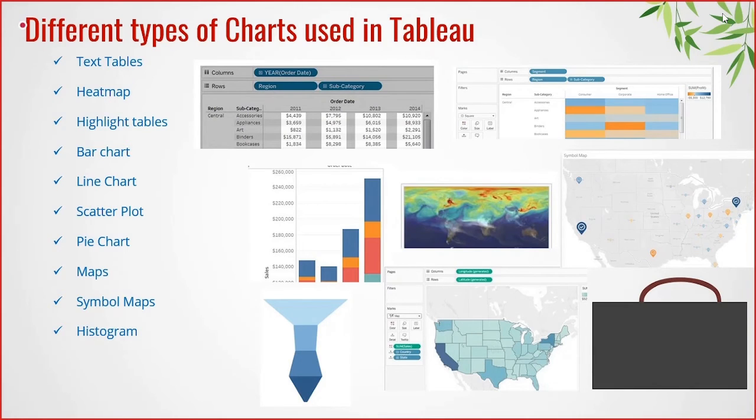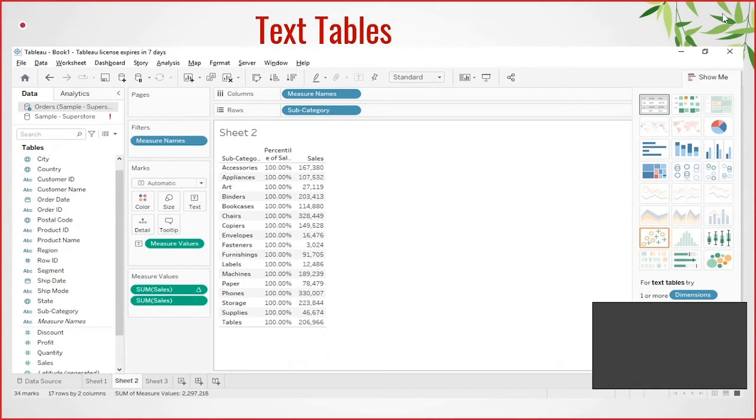So what are the different types of charts used in Tableau? We can draw various charts like text tables, heat maps, highlight tables, bar charts, line charts, scatter plots, pie charts, maps, symbol maps, histograms, so many things we can draw by using Tableau. These are some examples. So this is a text table. You can visualize the information in text format.